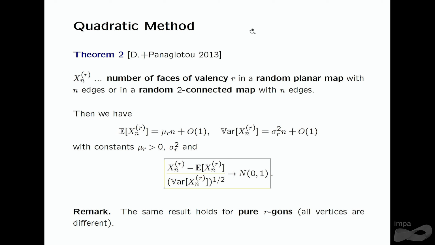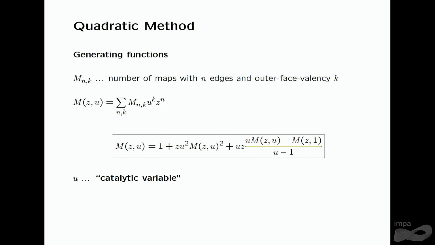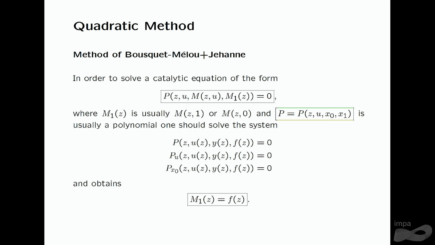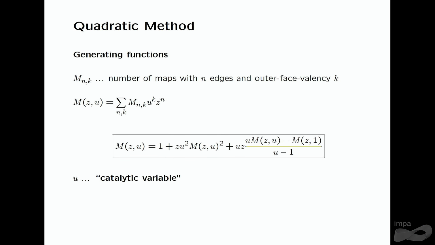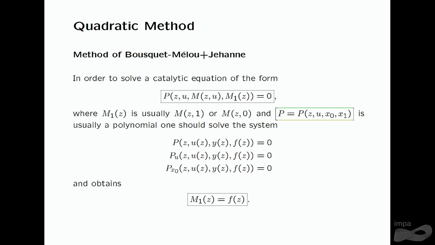And this method goes back to Tutte's quadratic method, that I have been mentioning before. So you introduce a catalytic variable, the valency of the outer face. And what you want to do now is to again take away the root edge and also take care of the number of faces of valency r. And it turns out that it is possible. But before I mention that, I should maybe say that this quadratic method, where you have to bind this catalytic variable u with c, is systematized by Bousquet-Mélou and Jehanne, and also reduces to a system of equations.